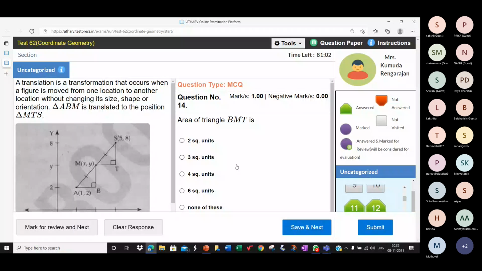Half BM into MT. As Shabari rightly said, the length of BM is 5 minus 2, 3 units. See here. This is 5 minus 2, 3 units here. So this is 3 units. And MT, 2 units. We just found in the earlier sub question, MT is 2 units. So half base into height, half 3 into 2, 3 square units.